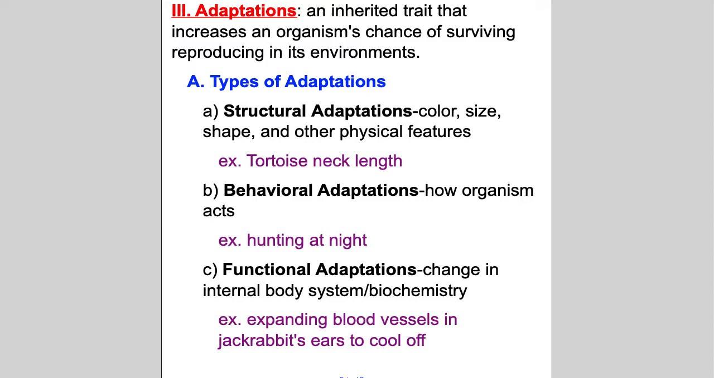Okay, so we have behavioral adaptations. Functional adaptations, this one can be kind of cool and trippy, but you actually change your internal body system or biochemistry. So jackrabbits, like I said, they have these big ears, but inside the big ears, they have these blood vessels that it can expand. So more blood will rush to their ears and release that body heat. There are functional adaptations for birds that live in cold environments. So here's the Arctic, right? And the temperature could be below freezing, okay? But they're swimming. Okay, that's really bad.